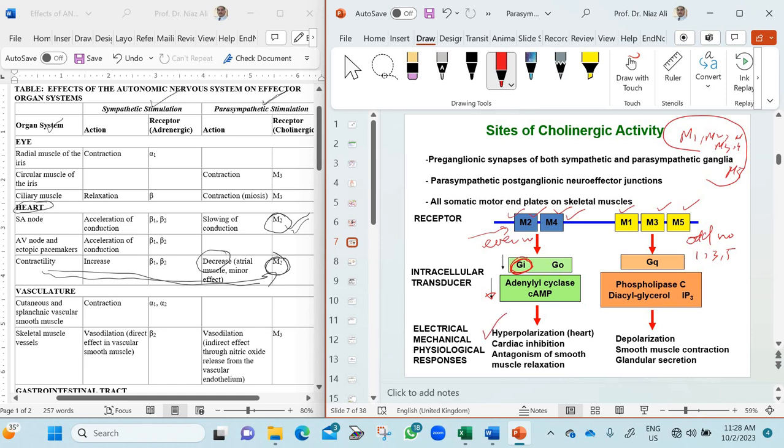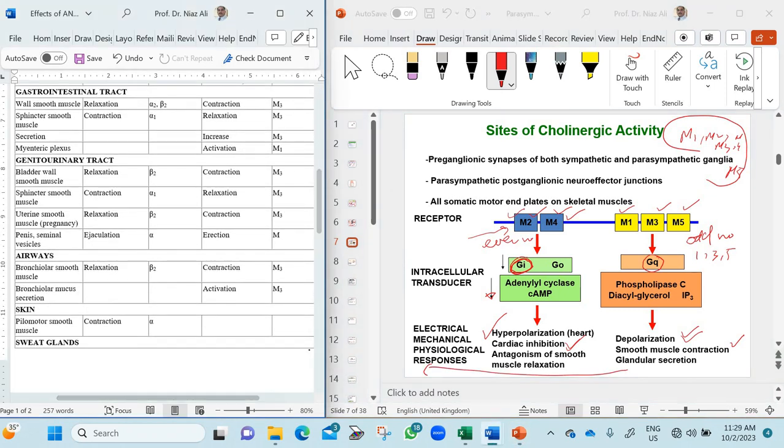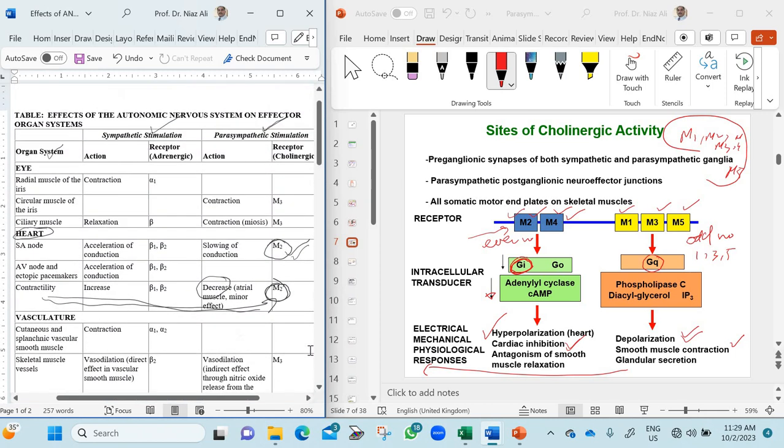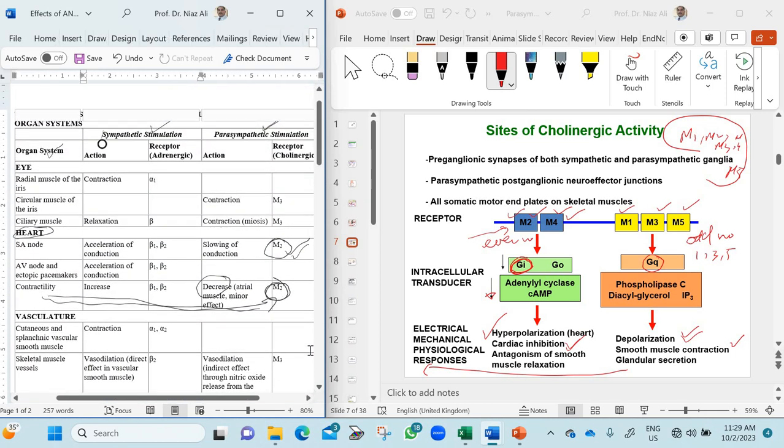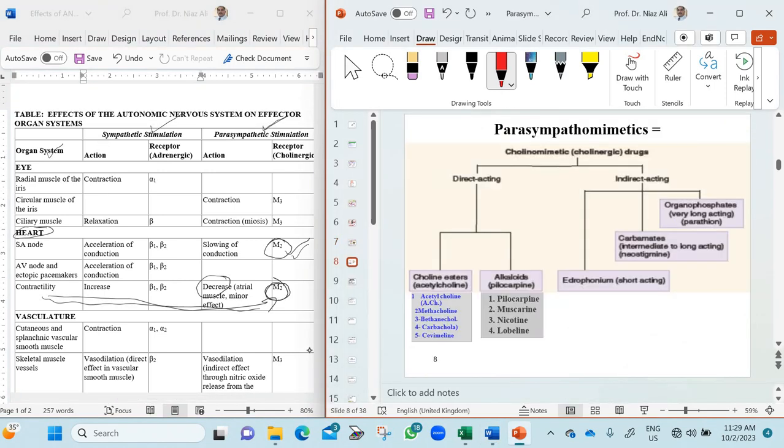Hyperpolarize means a strong stimulus is required to stimulate this particular myocardium. That is why it produces cardiac inhibition. On the other side, the M1, M3, and M5 receptors are coupled with the G protein Gq, and then it produces depolarization, and the response is muscular contraction. We will cover this action, the left side and this, when we go to the organ-wise effect. We have summarized the organ-wise effects for you, and before that, I'm coming back to the point.